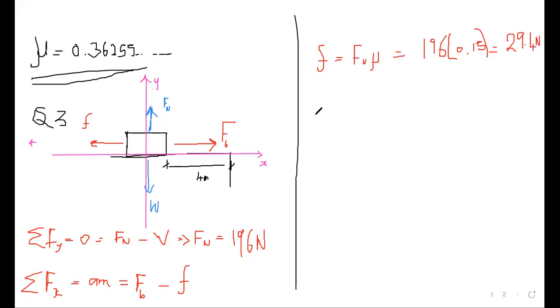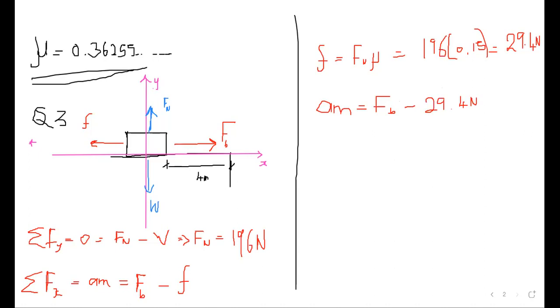From the question, I'm sure we are told what the acceleration was, or if we are not told, then we have to find it. Let me go back to the question and read it. So let me say acceleration times mass is going to be equal to FB minus 29.4 newtons.